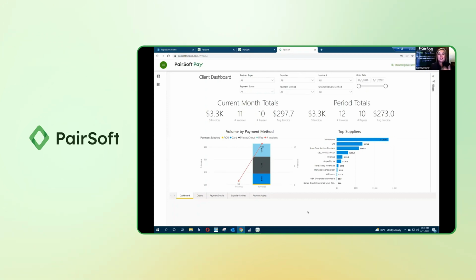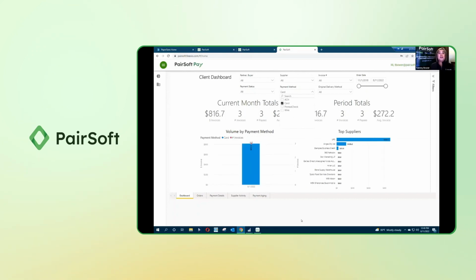You get to see your current month's total, you get to see the period totals, and then you can even, I call it slicing and dicing the data up here. You can look at buyer or your funding source, your supplier, invoices, payment status. Maybe you want to see all of the vendors that are currently taking a V card. When you first start out, this is going to be kind of interesting, right? Because if you're paying by check, nobody's taking a V card right now, right?